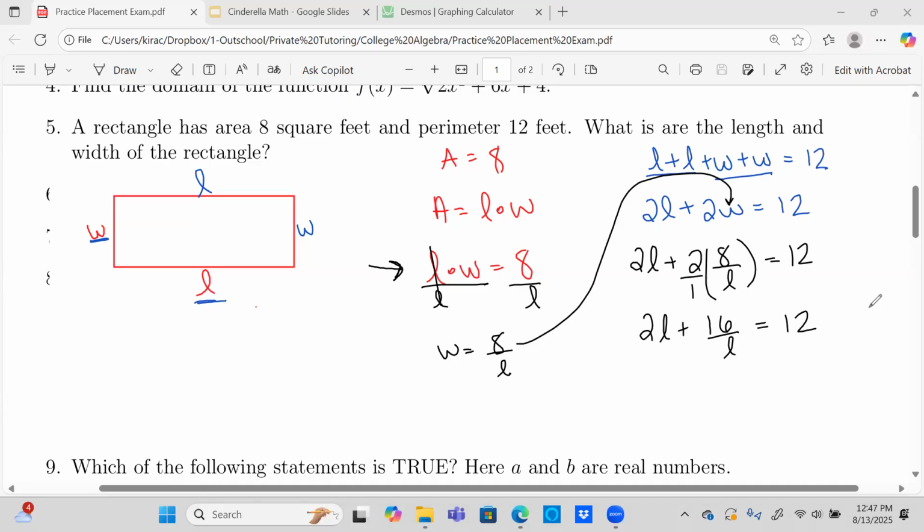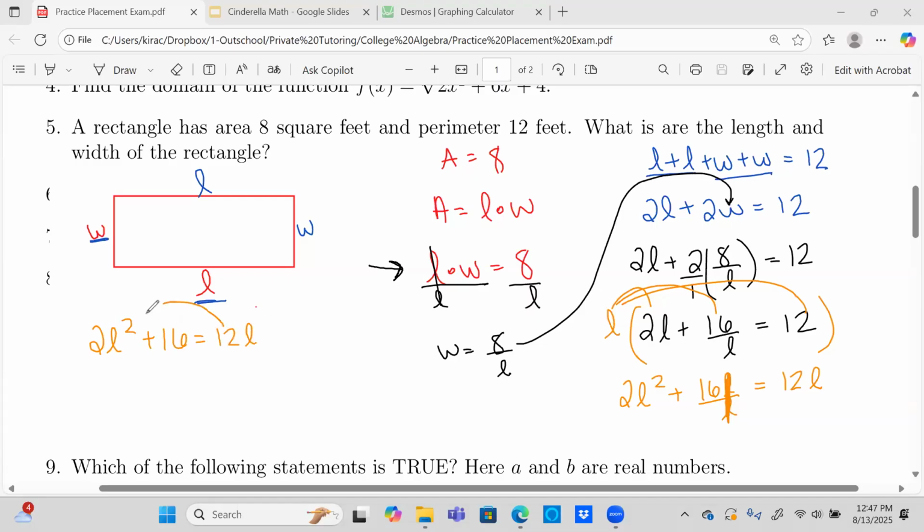Well, I don't like that L in the bottom. So we're going to times this whole entire equation by L. Distribute, distribute, distribute. That would be 2L squared plus 16L over L equals 12L. This would cancel. We have 2L squared plus 16 equals 12L. Let's move this over and it would go in the middle. So I'm going to minus 12L, cancel, and get 0. And then this would be 2L squared minus 12L plus 16.